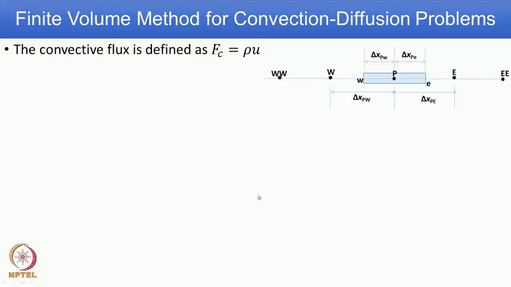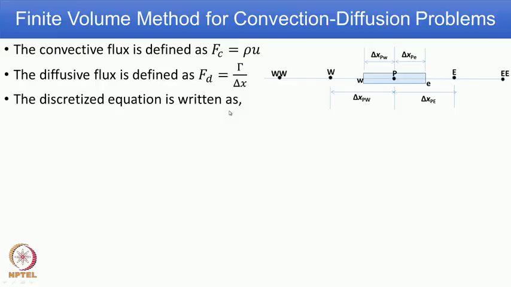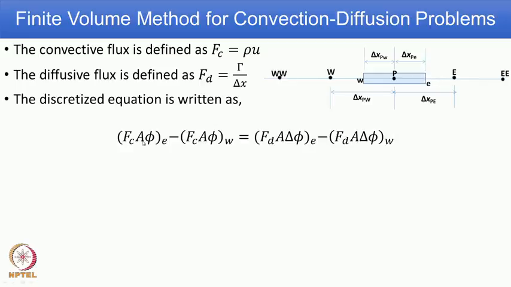So, we define separately convective flux and use a symbol letter F subscript C for convective flux equal to rho u, and diffusive flux F subscript D equal to gamma by delta x. Now, using this symbol, the discretized equation is rewritten as F_C A into phi evaluated at the east face minus F_C A into phi evaluated at the west face equal to a similar rearrangement on the right side for the diffusion term.